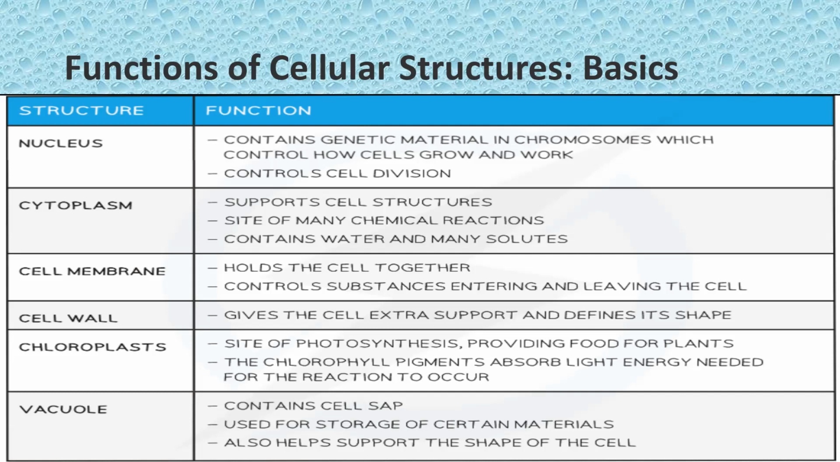Cell membrane: holds the cell together and controls substances entering and leaving the cell. So it holds the cells together, protects the cells, and controls the substances. For example, water can enter easily or leave easily. Some substances cannot enter and some can enter.